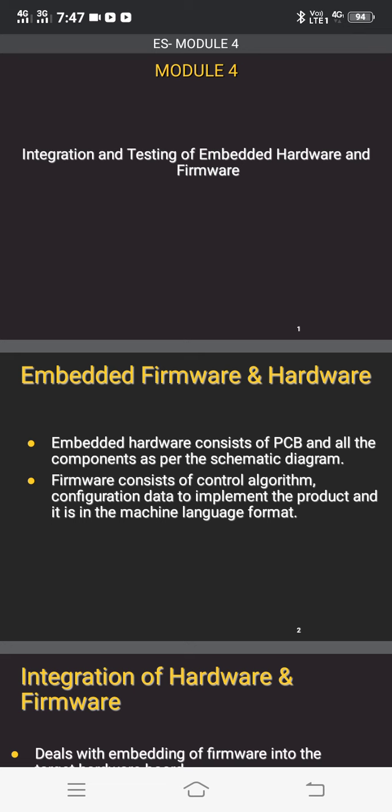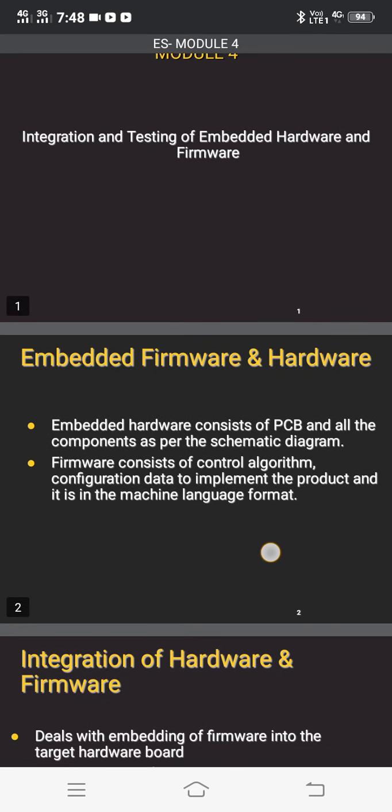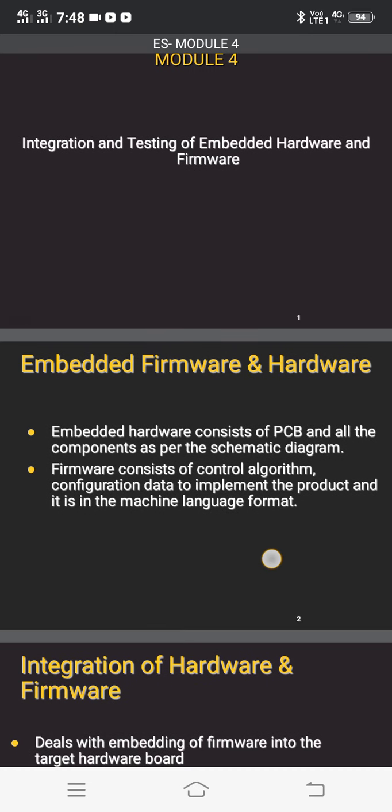Dear students, we are discussing the fourth module, that is the integration and testing of embedded hardware and firmware. As you know, the first module deals with the basics of embedded system and the steps in embedded system development. The second module explains about the hardware software co-design. The third module explains about the different methods of firmware design and the languages that are used for the firmware design. Now, the fourth module: the integration and testing of embedded hardware and the firmware.